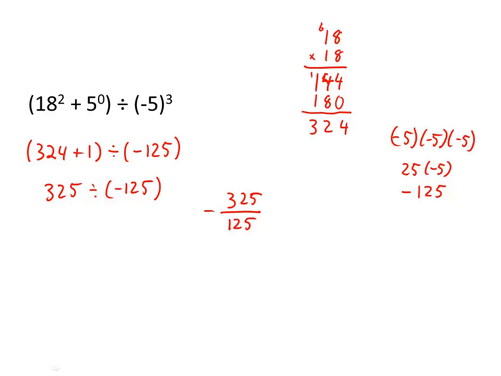Now this can be reduced, and how this can be reduced is that we have some of these nice numbers right here, and I can see that I can take a 25 out of the top and a 25 out of the bottom. So I can take a 25 out of the top, and that's going to make that a 13. And we're going to take a 25 out of the bottom, and that's going to make that a 5. So we can leave it as an improper fraction if we want, and leave it as negative 13 over 5.